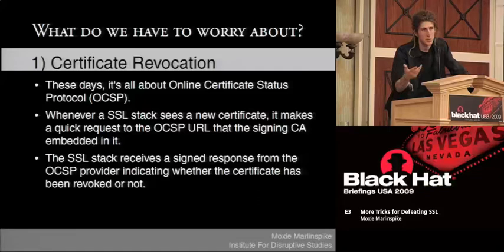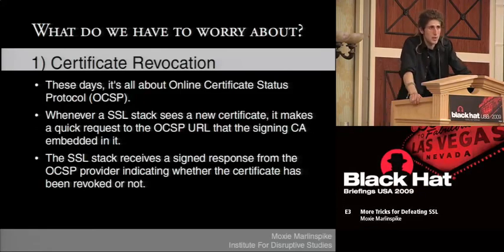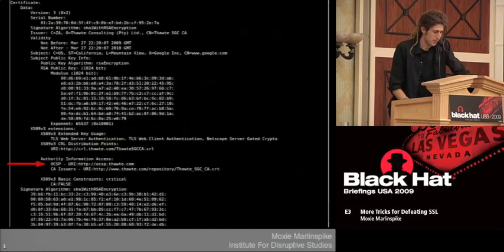Is this okay? Has it been revoked? And the SSL stack receives a signed response from the OCSP provider and is told whether it's been revoked or not. So as an attacker, this is deadly, right? If we're forging certificates and they get revoked, then pretty quickly everyone's going to start to notice, right? Because these browsers are going to do these online checks as soon as they see them, and they're not going to be considered valid. So that's a big problem.